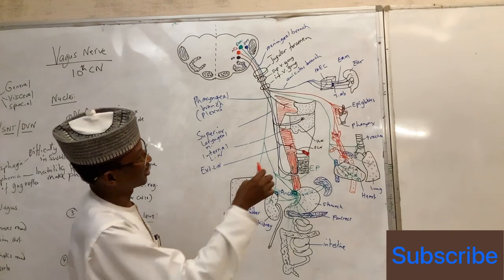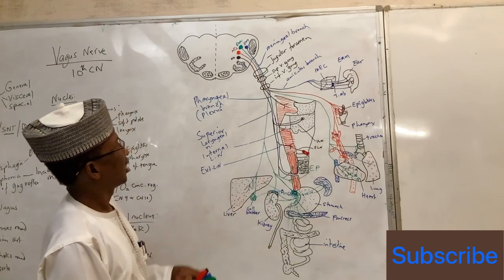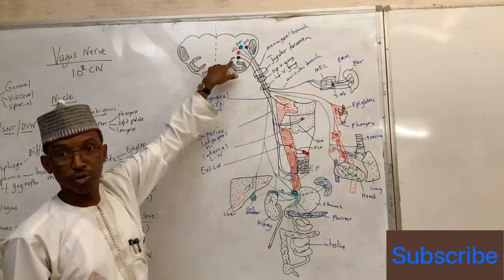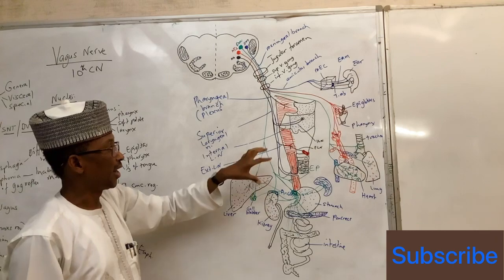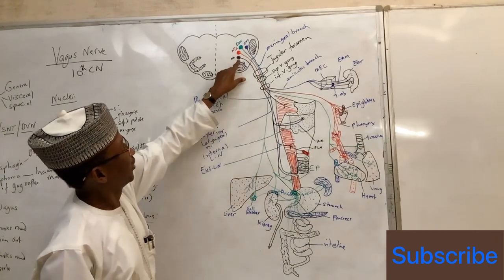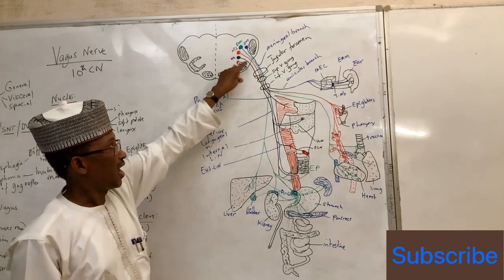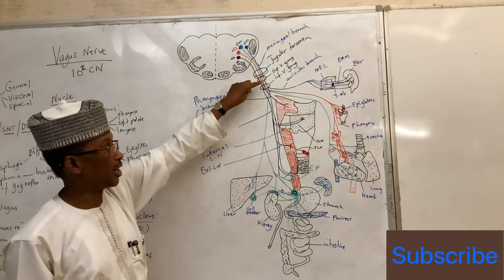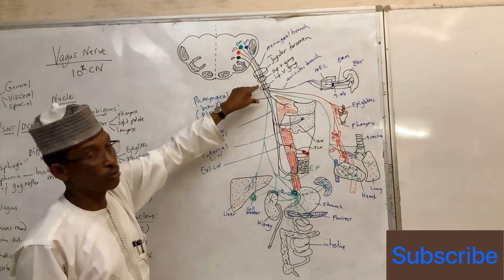So now we've seen this, and the last nucleus is the nucleus ambiguus. This nucleus ambiguus is motor, and a little bit of it is sensory. The fibers from this nucleus, as they descend with the vagus nerve, with other fibers of the vagus nerve, they descend through the two nuclei.